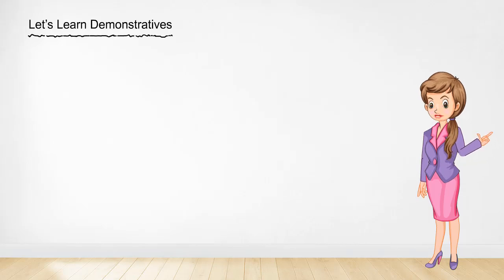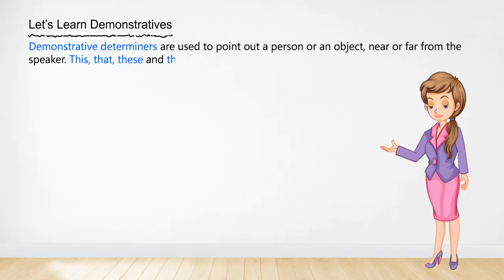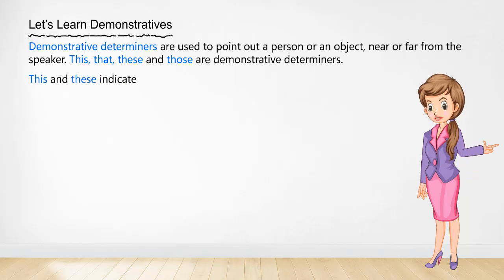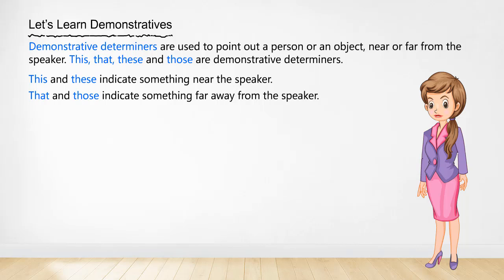Let's learn demonstratives. Demonstrative determiners are used to point out a person or an object near or far from the speaker. This, that, these and those are demonstrative determiners. This and these indicate something near the speaker. That and those indicate something far away from the speaker.